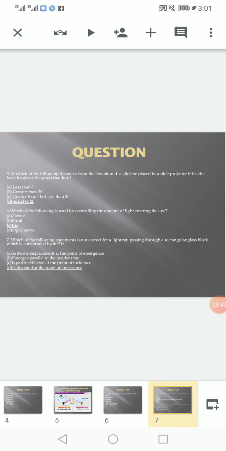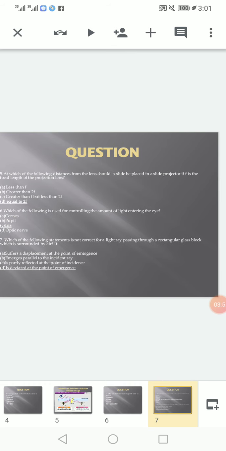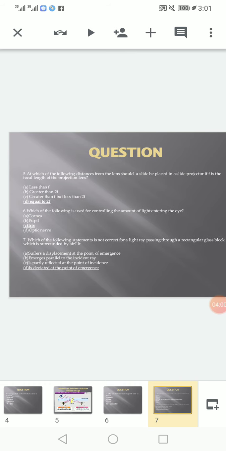Which of the following statements is not correct for a light ray passing through a rectangular glass block which is surrounded by air? The answer is D. It means it is deviated at the point of emergence. As I said earlier, read the question, know the answer. In our Zoom class, I will explain why each of these is the answer. But if you read your notes very well, you will get some of the answers to these questions by yourself.